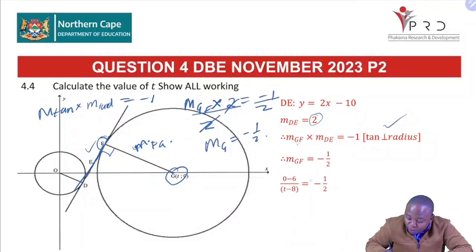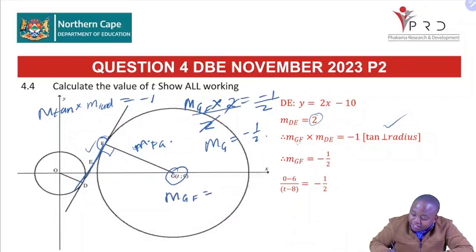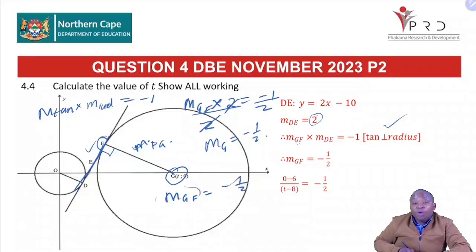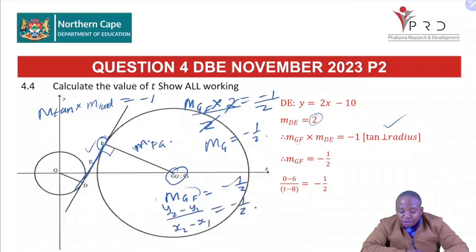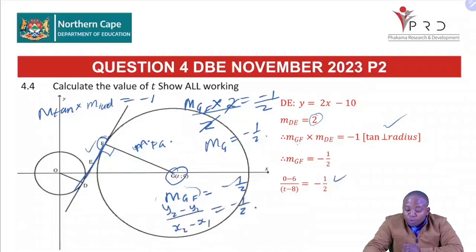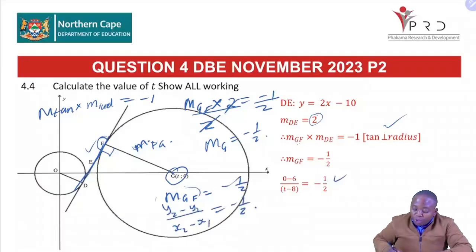Then if I use the gradient of GF, I will now say MGF is equal to -1 over 2. But how do we find MGF? To find our MGF, we say it is y2 minus y1 all over x2 minus x1. It equals -1 over 2. I think this is the shorter way we can use, and we can also find the equation first, and that will also work for us. Right, then what do we do from here?